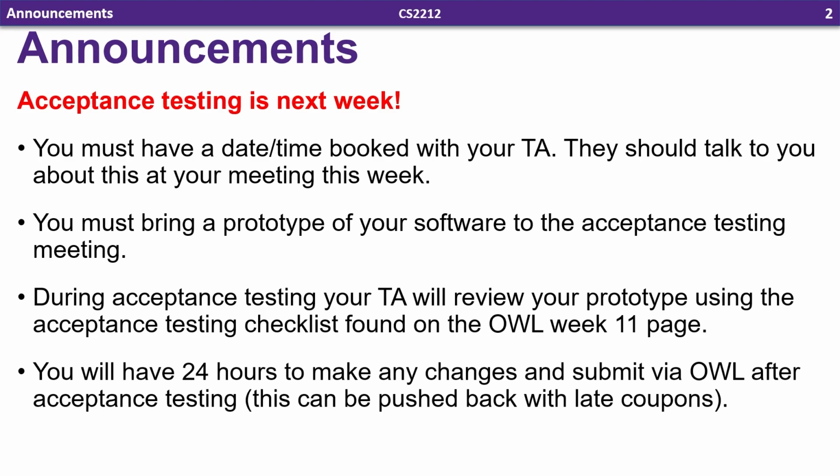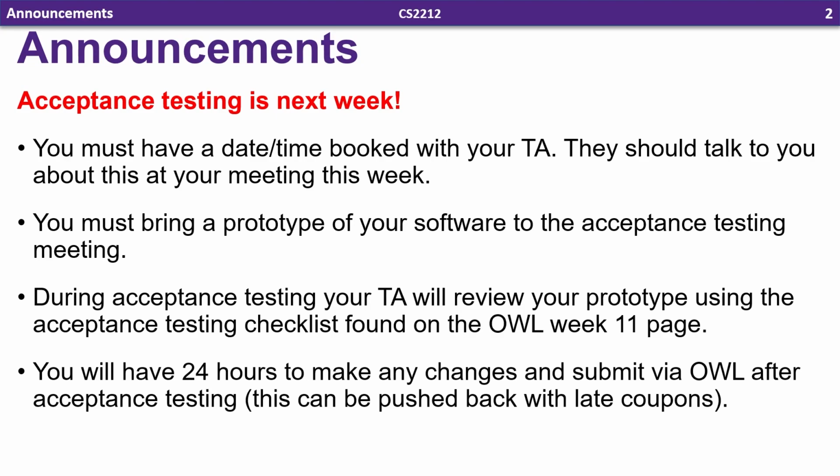You can use late coupons on the submission, and you can push that back up to 3 days per component. Keep in mind these are two different components, implementation and testing. Both of them will use their own late coupons. So if you want to push them both back by 3 days, that means you need 6 late coupons. You can't push back the date of the acceptance testing because that has to be scheduled with your TA.